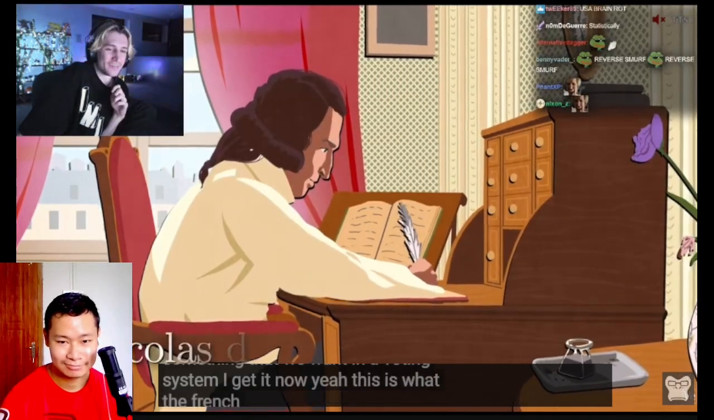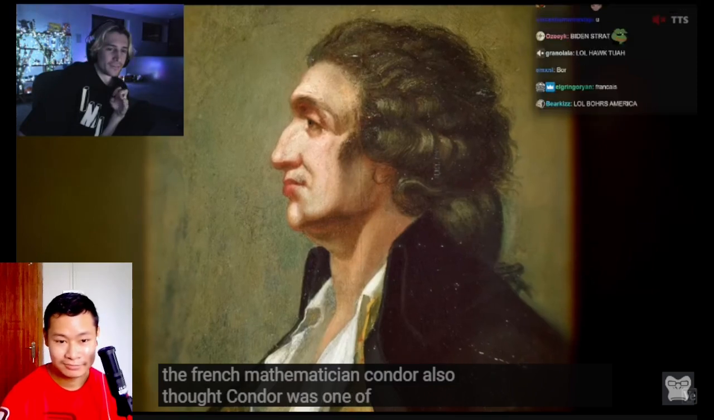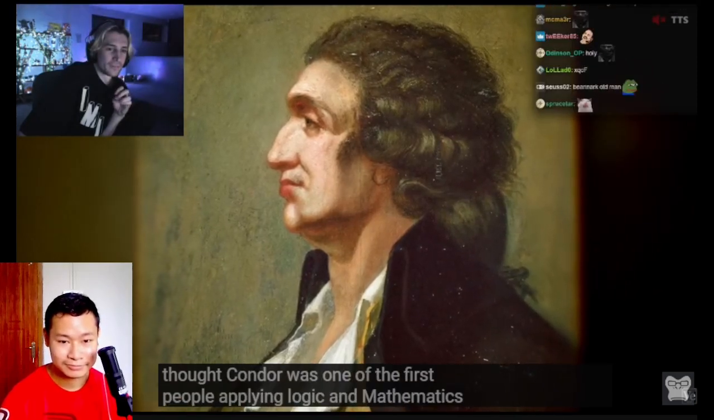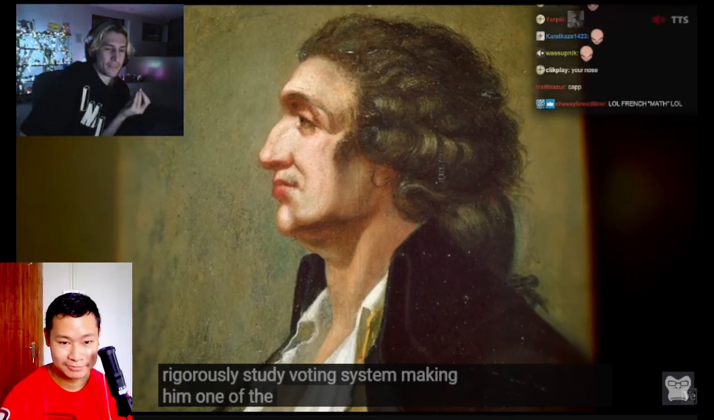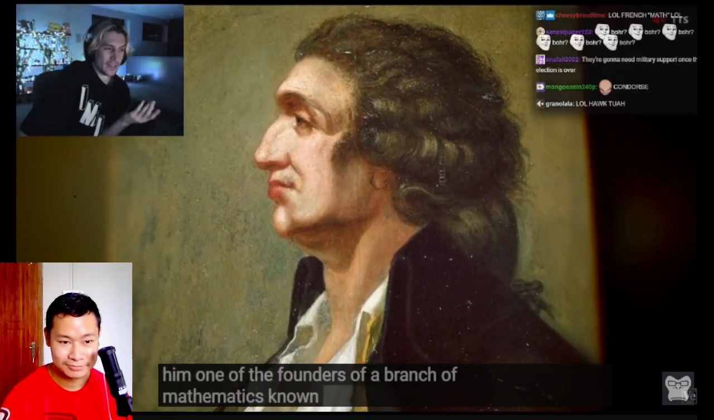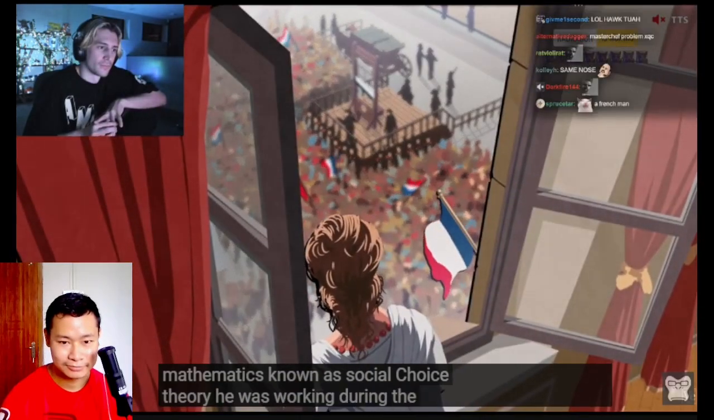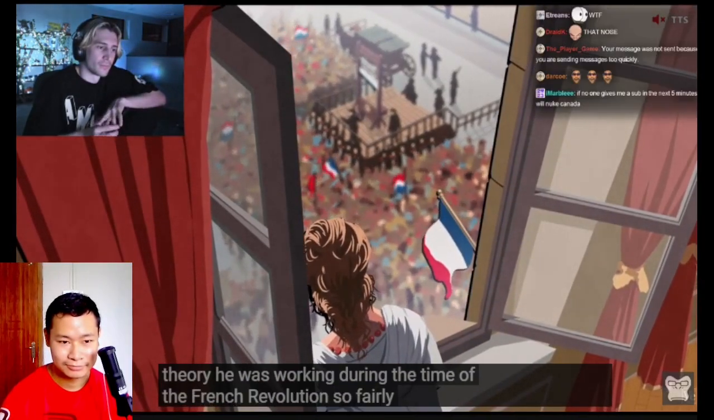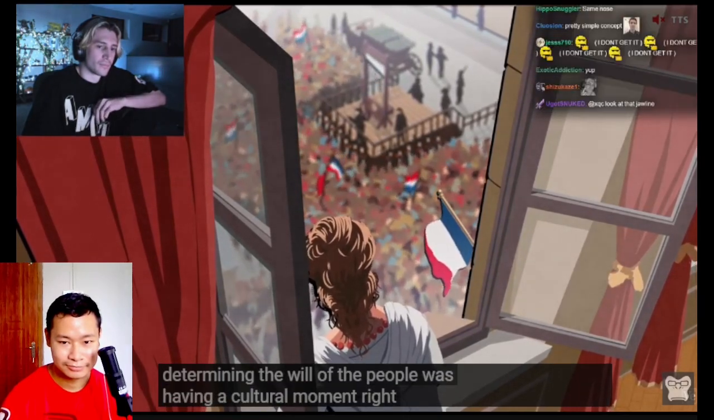This is what the French mathematician Condorcet also thought. Condorcet was one of the first people applying logic and mathematics to rigorously study voting systems, making him one of the founders of a branch of mathematics known as social choice theory. He was working during the time of the French Revolution, so fairly determining the will of the people was having a cultural moment right then.